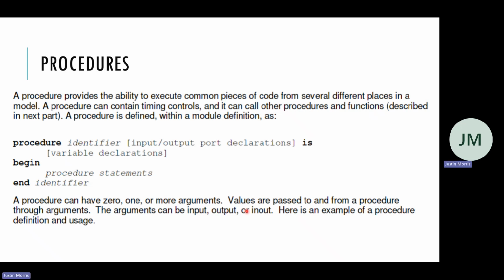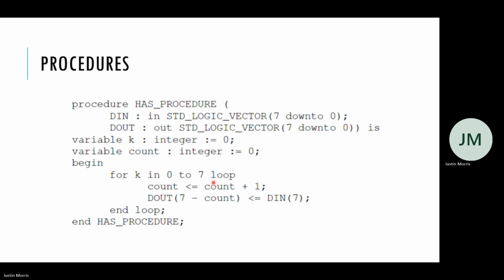So here is an example of a procedure. So it's procedure, right? That's the keyword. And then the procedure name. And then we have one input, din, which is of type input. It's a standard logic vector, 8 bits. Dout, type output, standard logic vector, 8 bits. And then here are our variables. We have k, which we're using as our looping variable, and we have count. And then this is the beginning of our procedure.